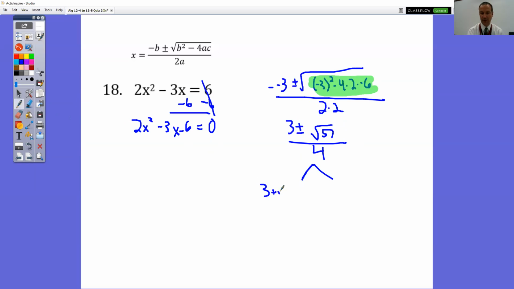We would have 3 plus the square root of 57 over 4, and we would have 3 minus the square root of 57 over 4. 57 can't be simplified.